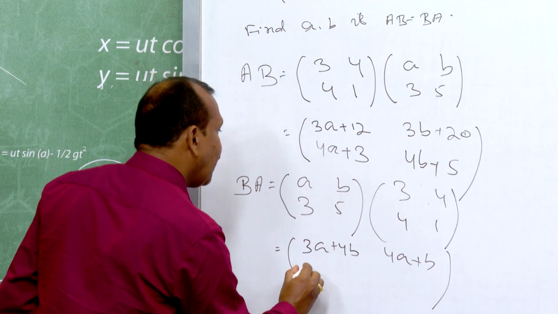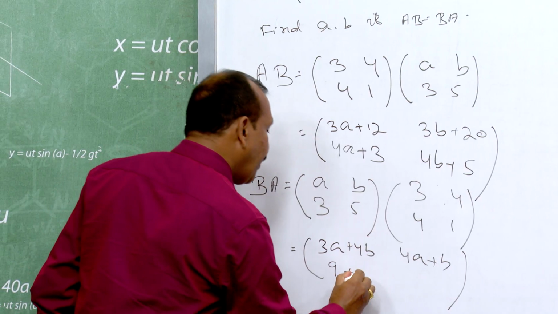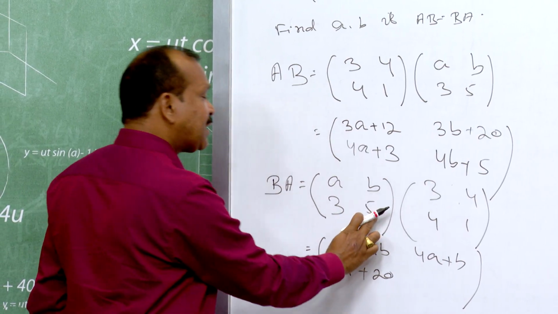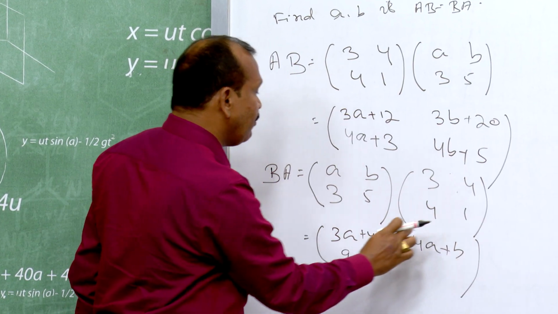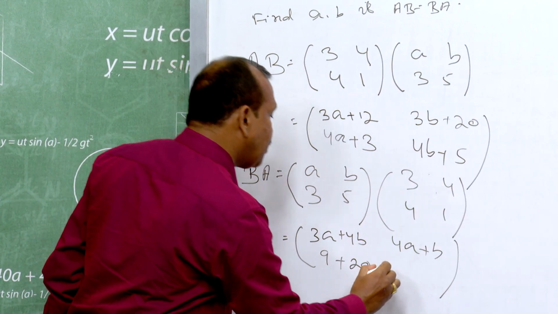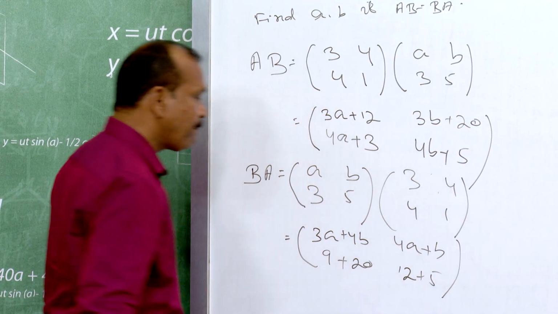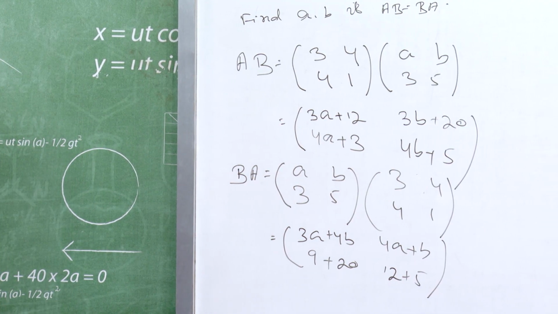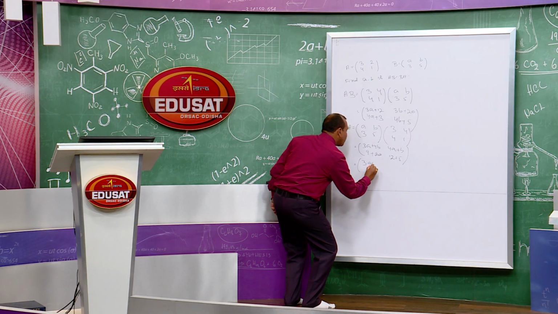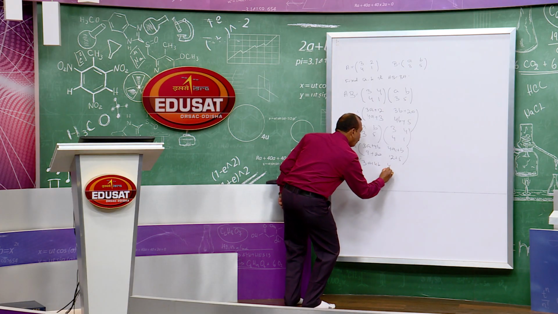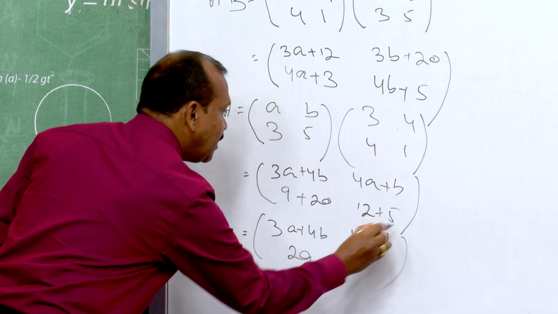3 into 3, 9, plus 20, the second row with the first column, second row with the second column, 3 into 2 is 6 plus 5. So that is equal to 3a plus 4b, 2a plus b, 9 plus 20 is 29, and 6 plus 5 is 11.